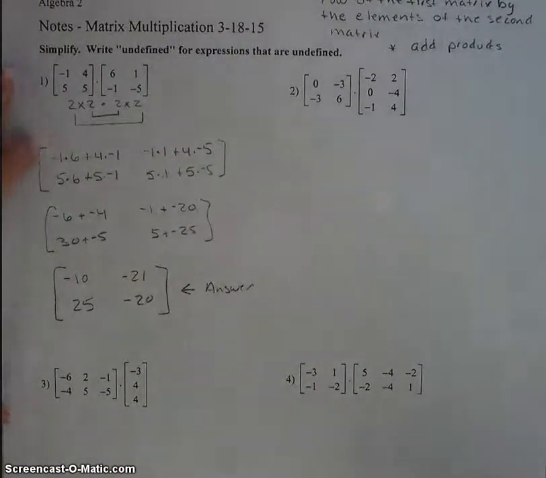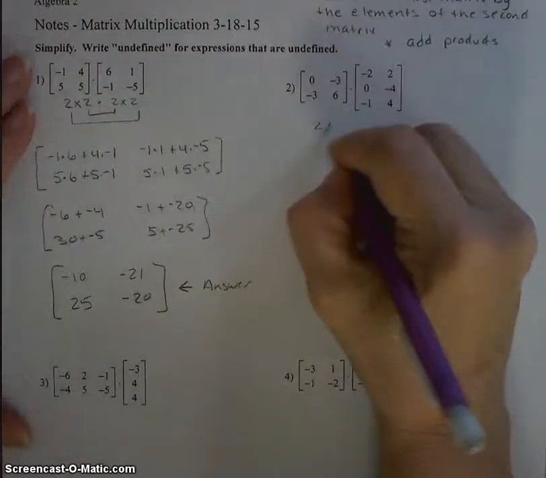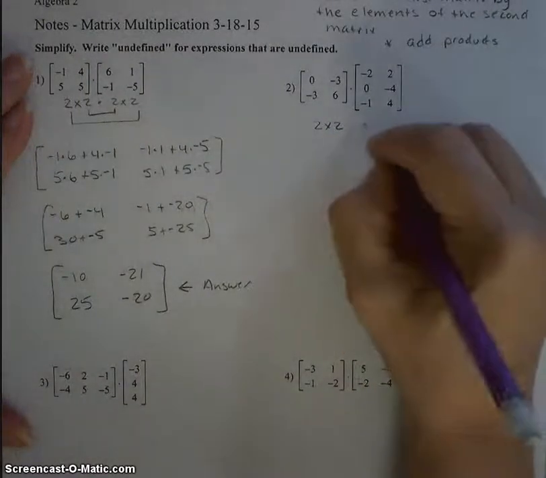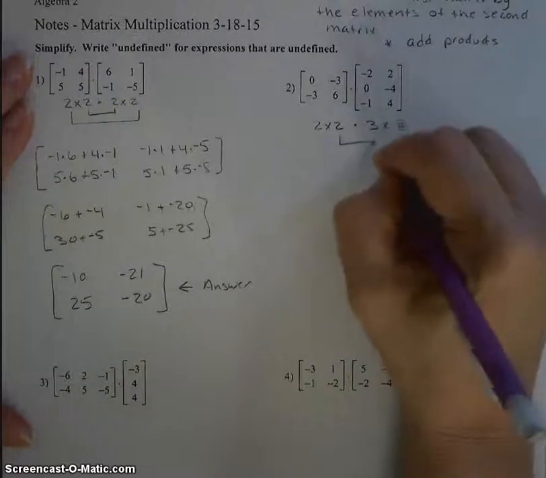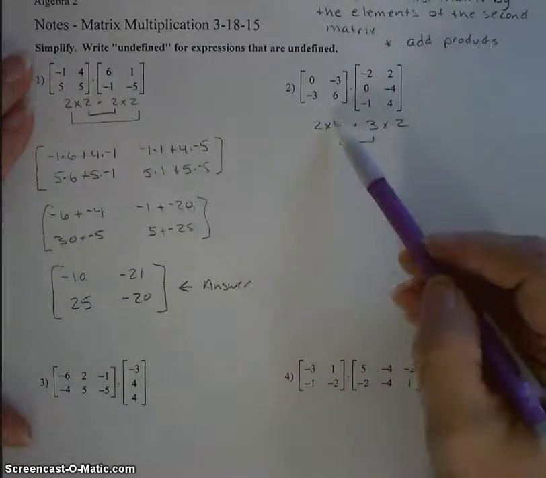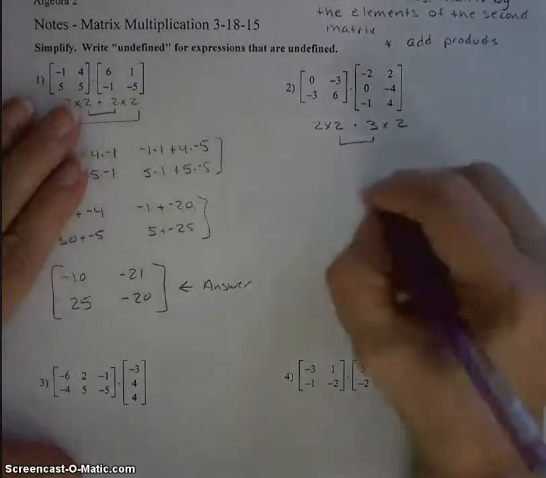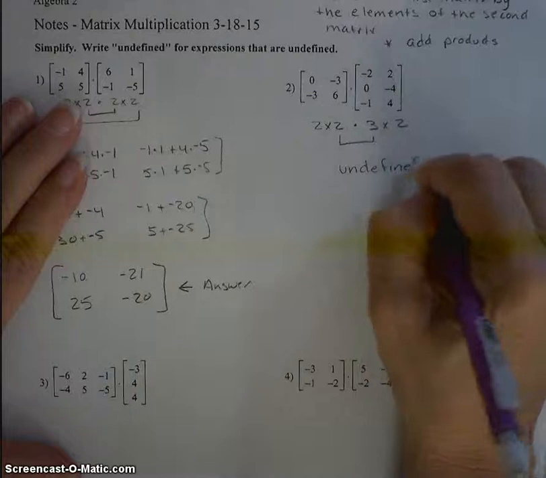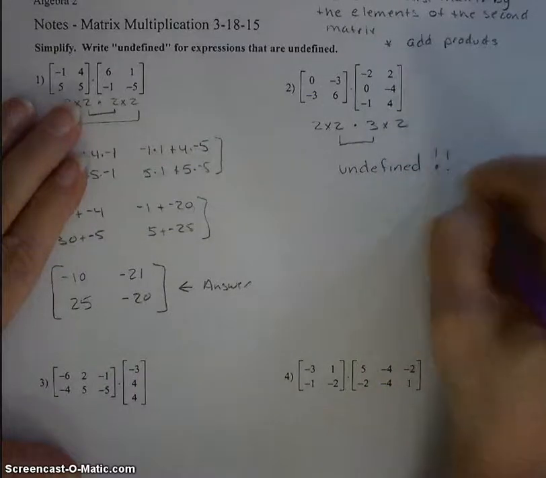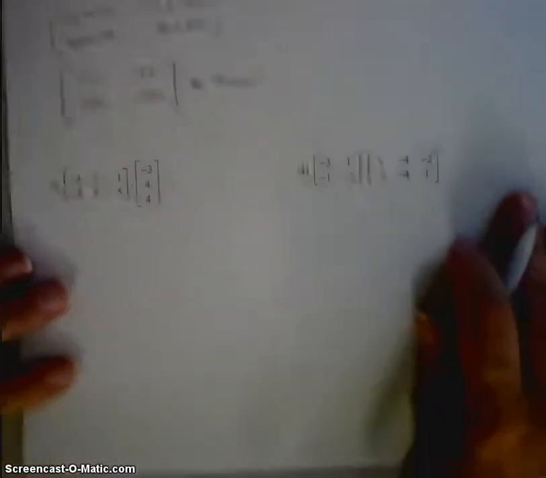Okay, so let's look at example 2. Example 2, I have a 2 row by 2 columns, and this is times a 3 row by 2 columns. Okay, when I look at here, my number of columns in the first matrix does not equal the number of rows in the second one, so this one is undefined. It cannot be multiplied, and that's your answer there. So we don't have to multiply that one. So let's move on to example 3 here.